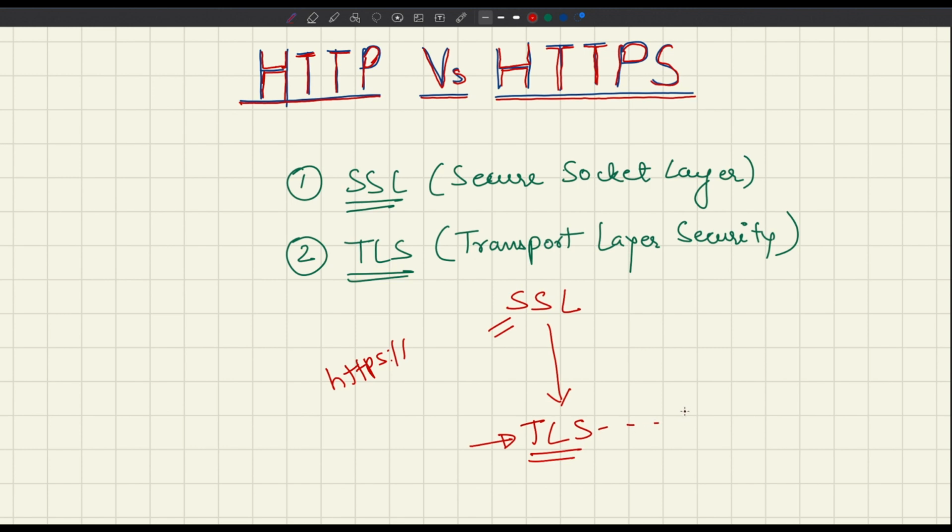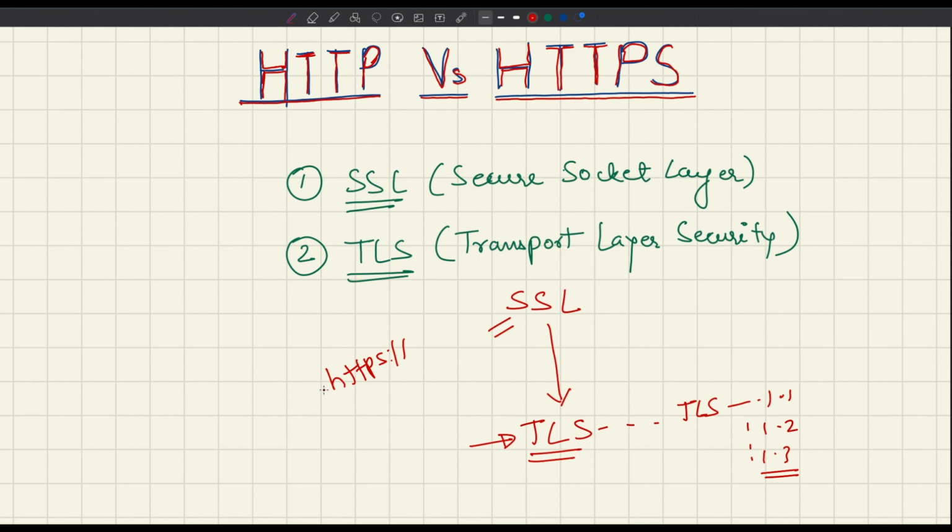I think there were a couple of versions of TLS as well. It was 1.1, 1.2, 1.3. And I guess 1.3 is the latest one, if I'm not wrong. But yeah, that's the entire essence and the idea behind the SSL and TLS protocols.